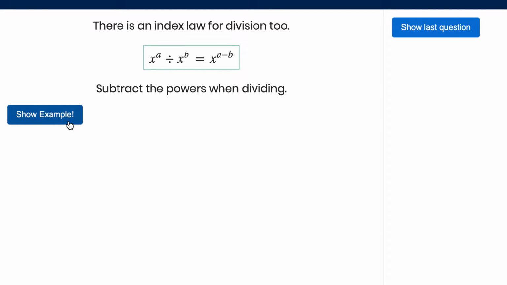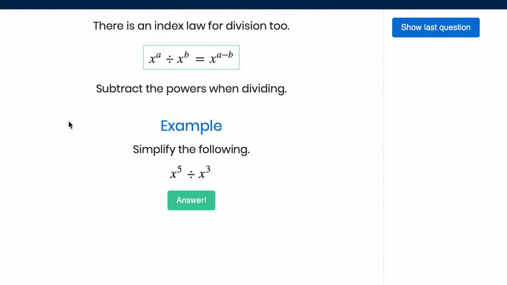So here is an example. Simplify x to the power of 5 divided by x to the power of 3. And it's nice and easy. We just subtract the powers. So x to the power of 5 divided by x to the power of 3 is x squared, or x to the power of 2. And that's because 5 minus 3 equals 2.